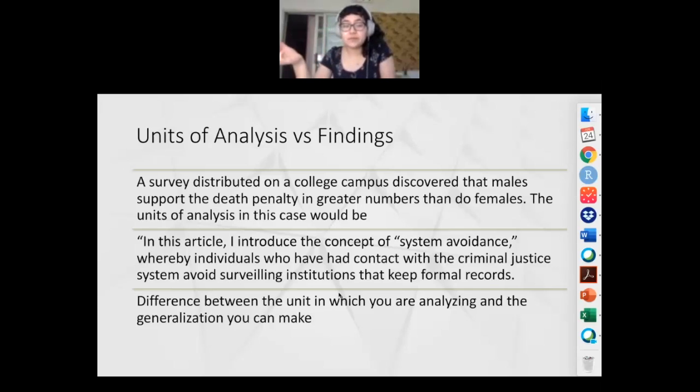And then this one is an example I provided in a previous lecture. In this article, I introduced the concept of system avoidance, whereby individuals who have had contact with the criminal justice system avoid surveilling institutions that keep formal records. So she's looking at specific individuals, and that's her unit of analysis. But this broader concept that she has is system avoidance, which is not individuals, it's a larger institutional framework.